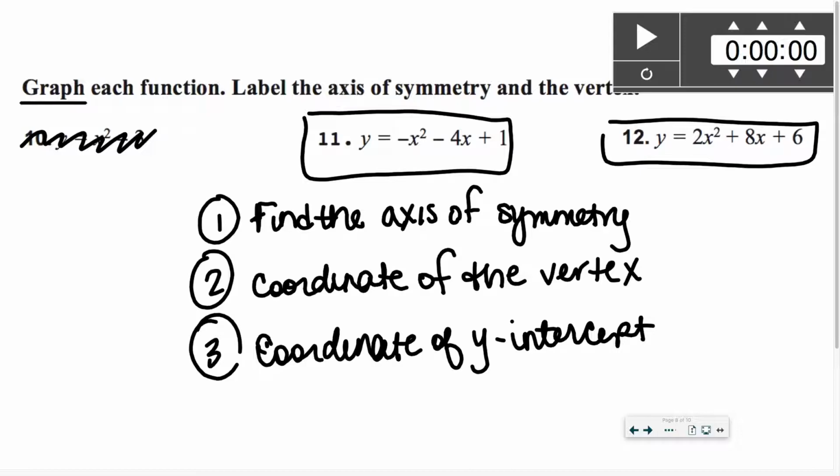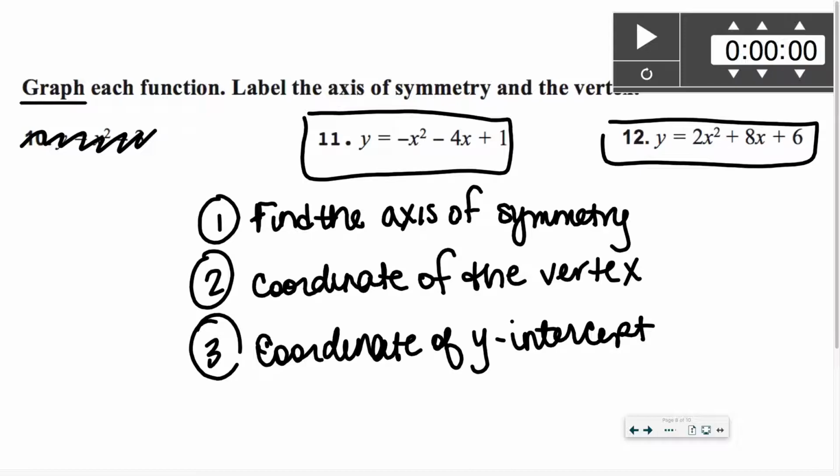So you have 2 equations. y equals negative x squared minus 4x plus 1. And the second equation is y equals 2x squared plus 8x plus 6. Use the calculation that you have to find the axis of symmetry. Using that axis of symmetry value, find the coordinate for your vertex, and then find the coordinate for your y-intercept. We're gonna take like 6 minutes, okay?